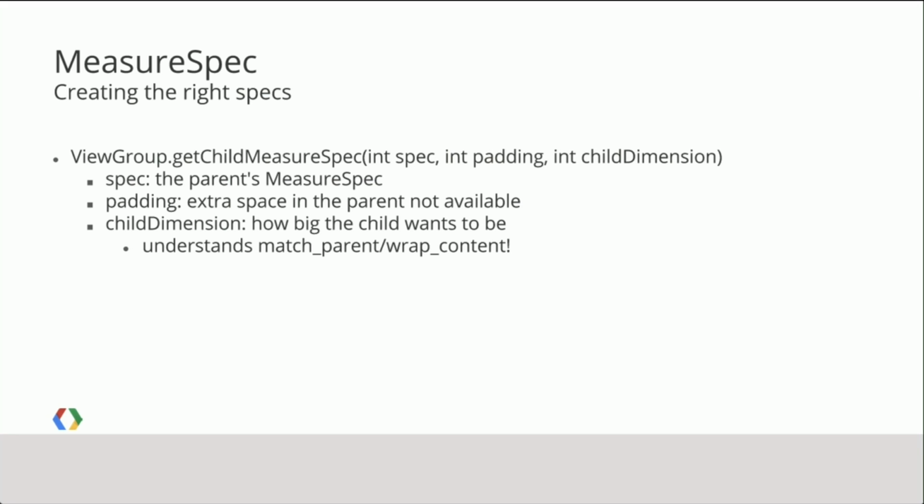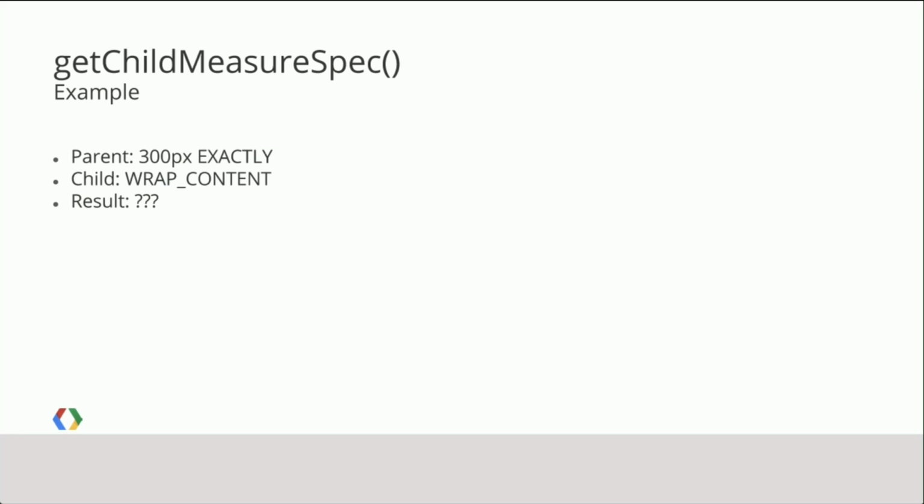So, for example, if a parent has exactly 300 pixels available to it and a child wants to wrap content within it, then the spec that we'll actually send to that child is 300 pixels and the AT_MOST mode.